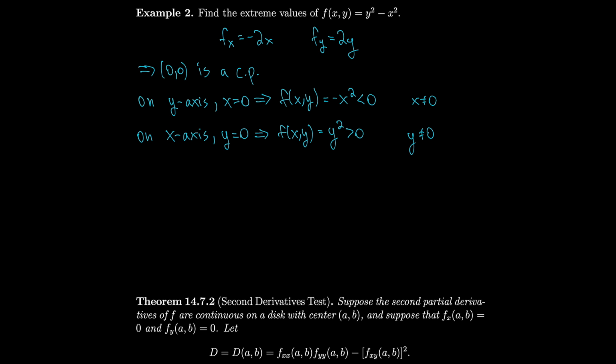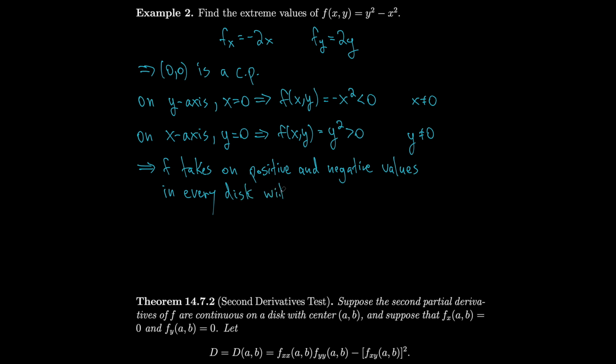So it looks like if we look around the point (0, 0), our critical point, we have some positive values and some negative values. So this means that f takes on positive and negative values in, say, every disk, every cluster of points that's centered around the origin.